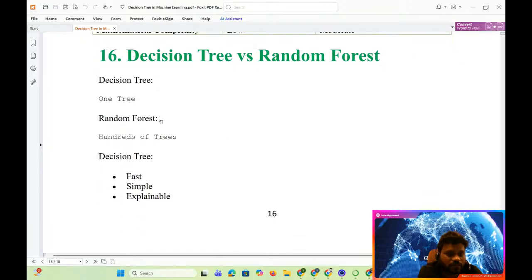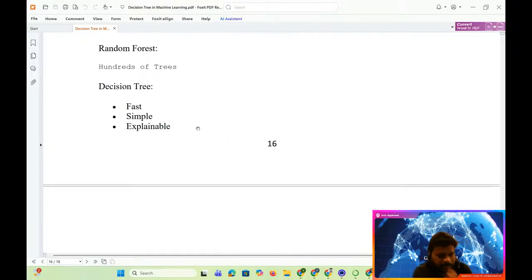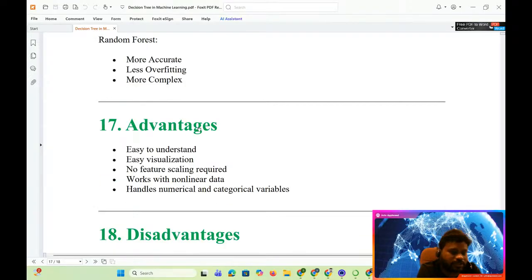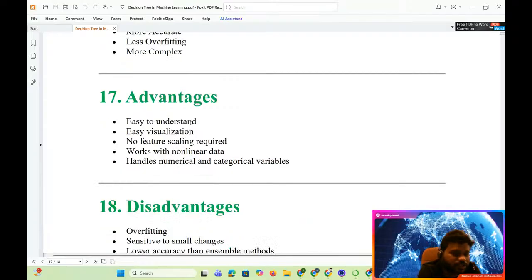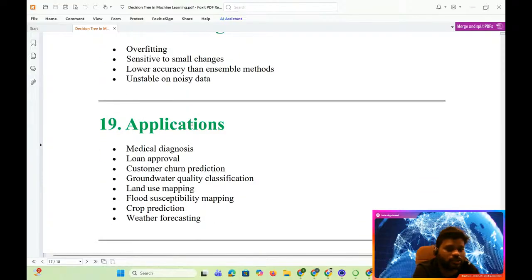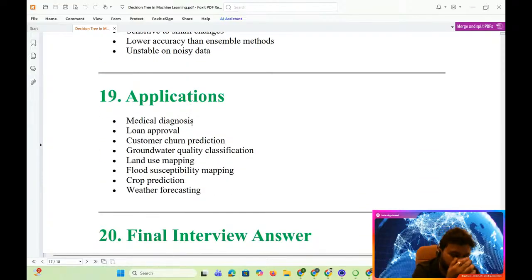Decision tree versus random forest. Decision tree: one tree; random forest: hundreds of trees. Decision tree: fast, simple, explainable. Random forest: more accurate, less overfitting, more complex. So advantages: easy to understand, easy to visualize, no feature scaling required, works with non-linear data, and handles numerical and categorical variables. Disadvantages: overfitting, sensitive to small changes, lower accuracy than ensemble methods, unstable on noisy data. Applications: medical diagnosis, loan approval, customer churn prediction, groundwater quality classification, land use mapping, flood susceptibility mapping, crop prediction, weather forecasting.